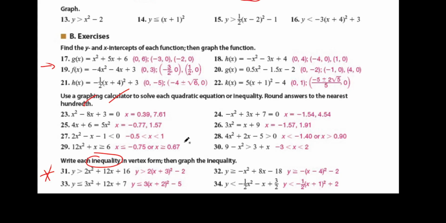All right, so you got some inequalities here as well. Let's not do the one where you use the graphing calculator. Let's do one of these, x-intercepts. What's a good one to do? Let's just do the easier one first. Let's do that one.